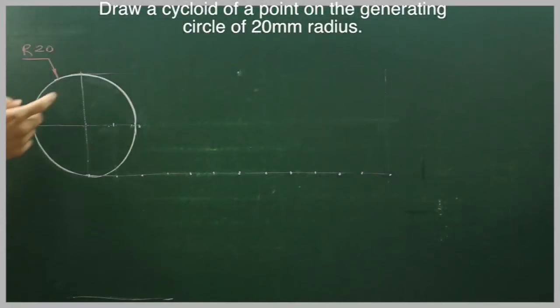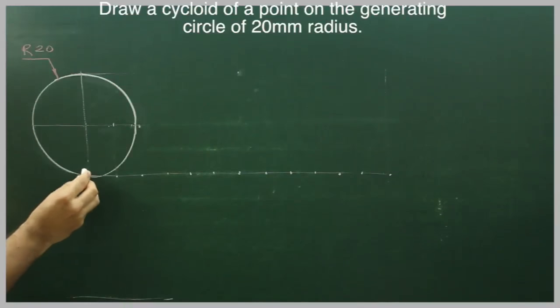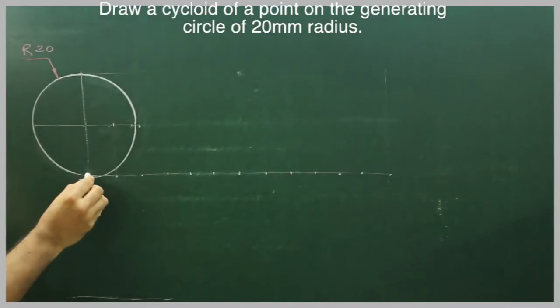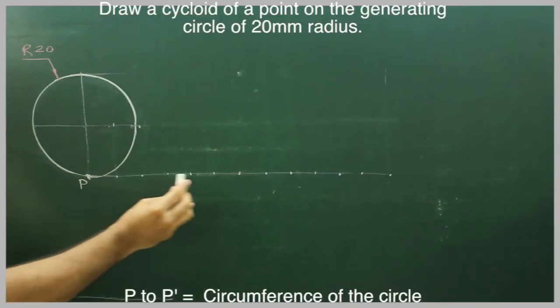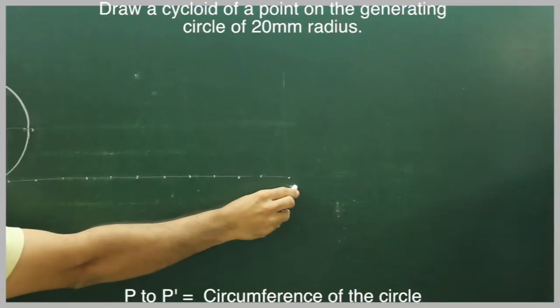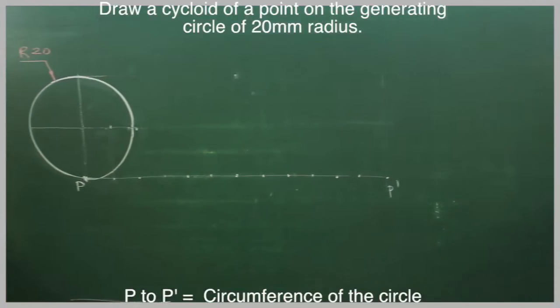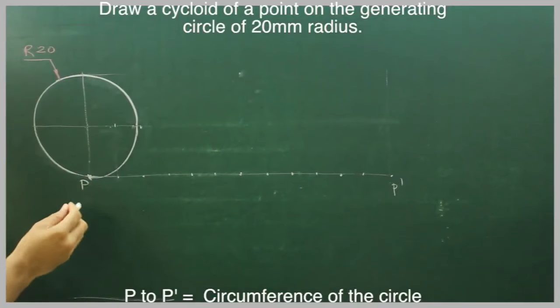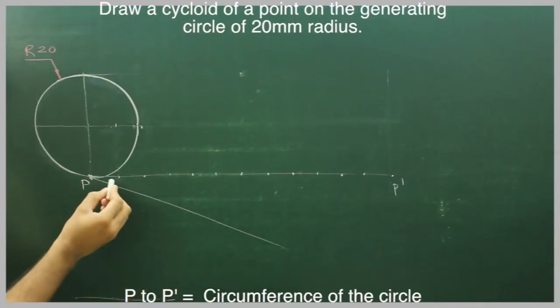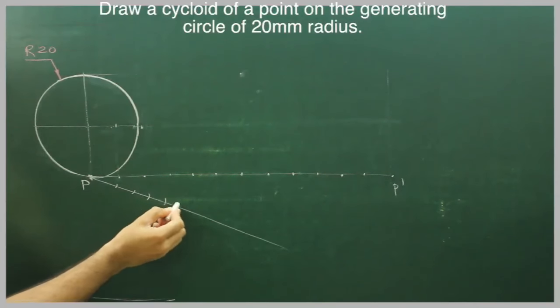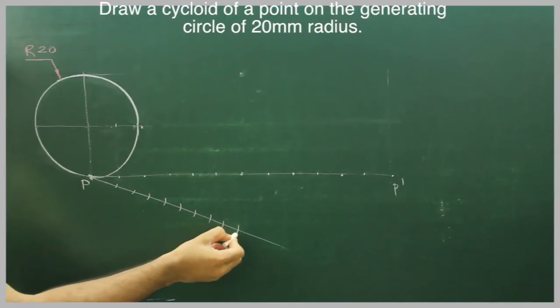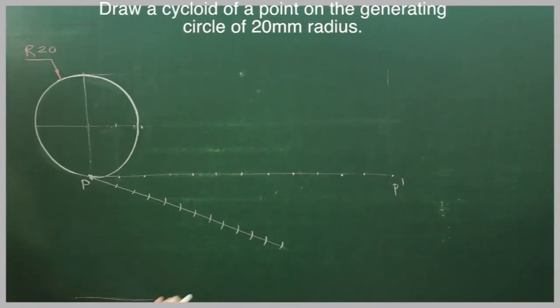Draw a circle of radius 20 mm and draw a tangent at a point P from here. Now we'll take line from P to P dash equals to the circumference of the circle, and we divide it into 12 parts: 1, 2, 3, 4, 5, 6, 7, 8, 9, 10, 11, 12. Then I will join.